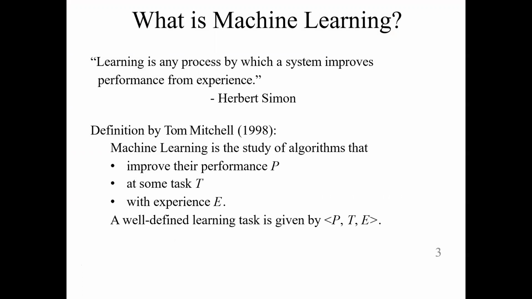Tom Mitchell in 1998 said that machine learning is the study of algorithms that improve their performance, and we call it P, at some task, and we call the task T, with experience E. So a well-defined learning task is given by the combination of this P, T, and E. What does that mean?